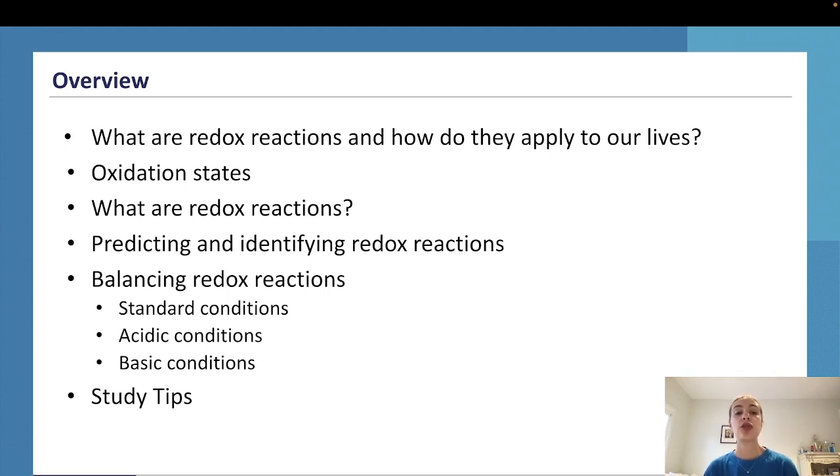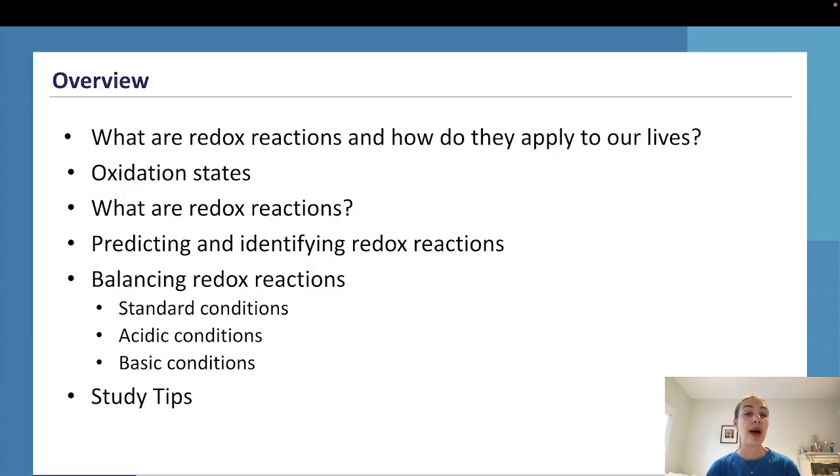Then we'll look further into what redox reactions are, what the different concepts of oxidation and reduction are, and how these two concepts work together in order to enable this reaction to occur. Then we'll look into predicting and identifying redox reactions. So that's looking at two different particular species of atom and considering which one's going to oxidize, which one's going to reduce in that particular given circumstance. And those will vary depending on what molecules are reacting with other molecules.